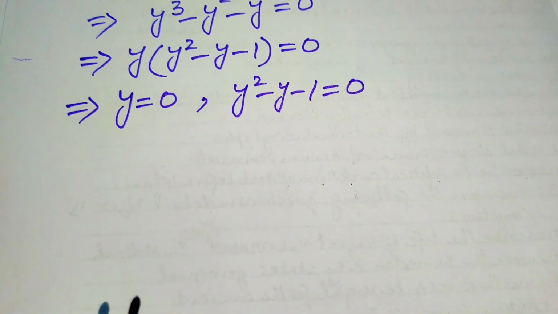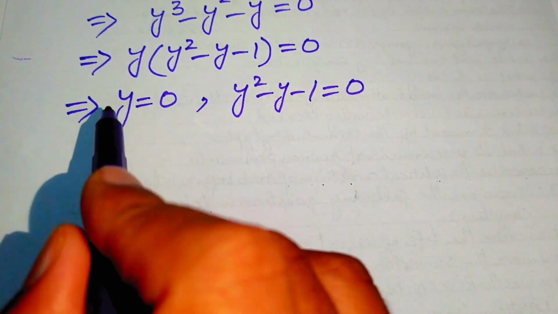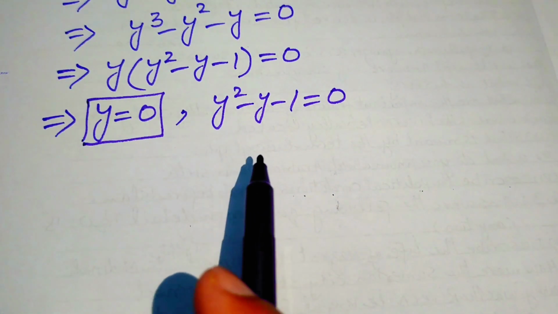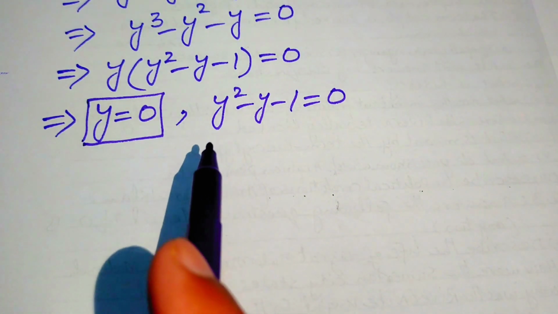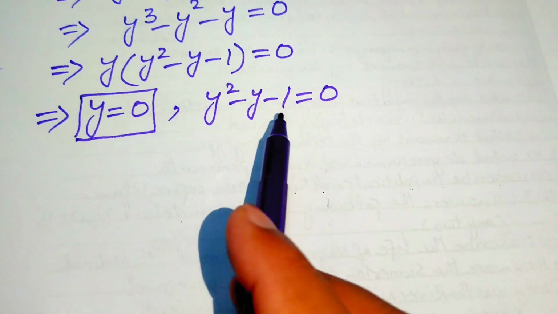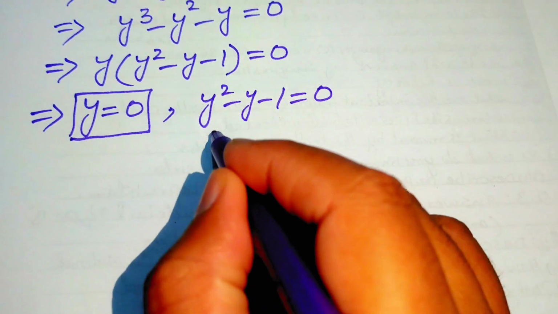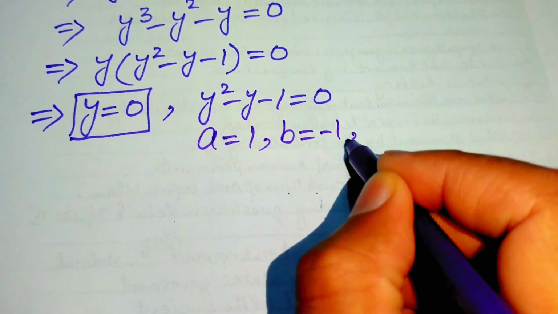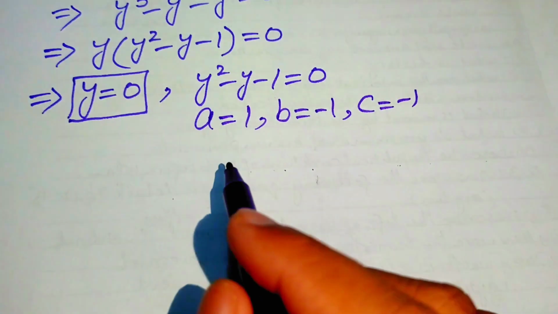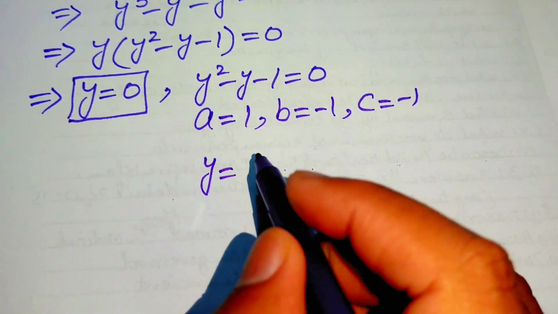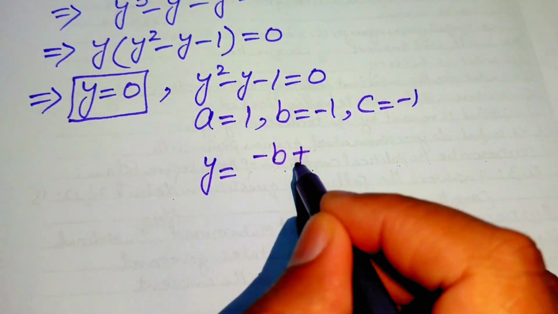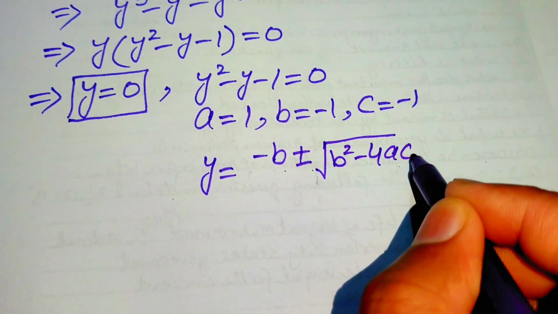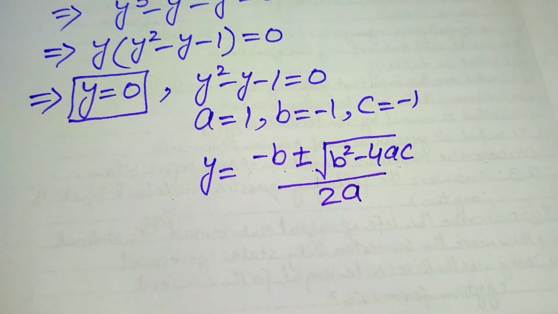So now in the next step, here we get one value of y. In order to find the other values of y, we need to solve this quadratic equation, so we use the quadratic formula. First we write the coefficients of this equation: a equals to 1, b equals to minus 1, and c equals to minus 1. And our quadratic formula is written as y equals to minus b plus minus square root of b squared minus 4ac, divided by 2a.